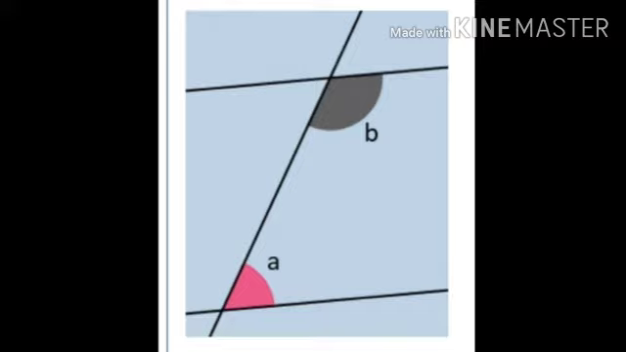So, according to the property of interior angles, pairs of interior angles formed by two parallel lines and their transversal are supplementary. Similarly, if the interior angles are supplementary, then the lines are parallel lines.